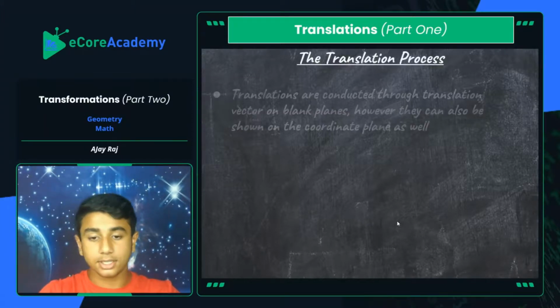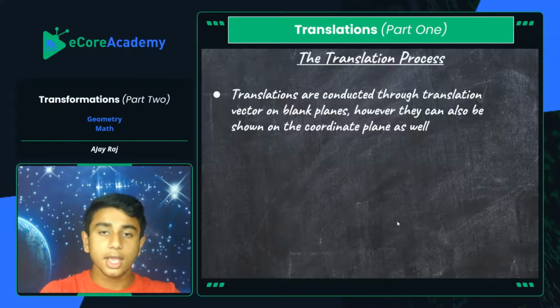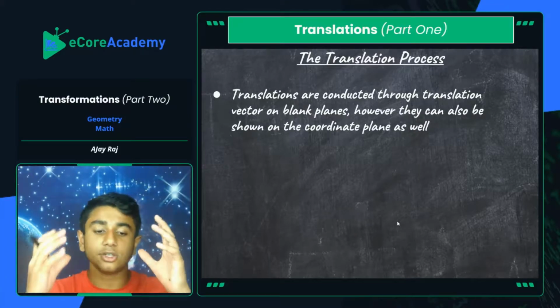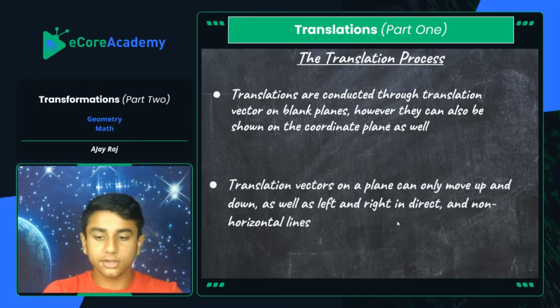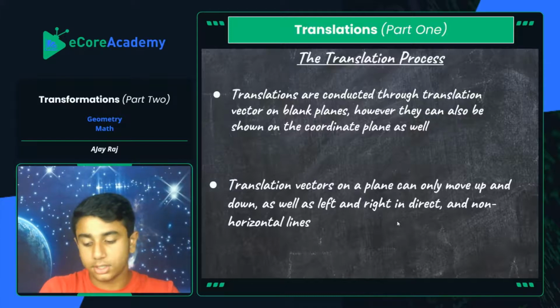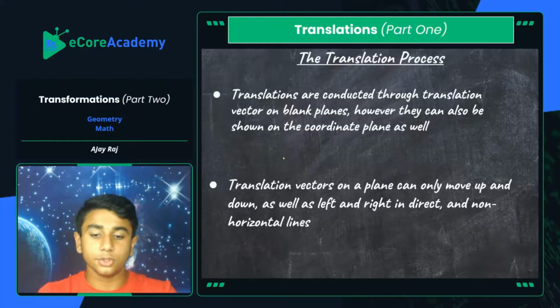So the translation process. Translations are conducted through translation vectors on blank planes. Just how rotations and reflections have lines of symmetry, angles of rotation, and centers of rotation, translations have translation vectors, which are represented on blank planes. However, they can also be shown with an accurate representation of the final transformation on the coordinate plane as well. And translation vectors on a plane can only move up and down, as well as left and right.